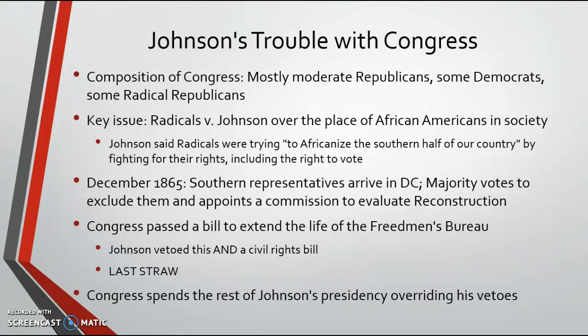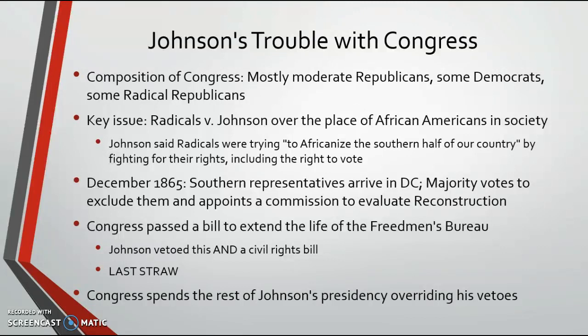So even though there were not a ton of radical Republicans, they were the most outspoken here. And they really needed the help of moderate Republicans, which were the biggest bloc in Congress. Moderates did not really desire a social revolution or to see racial equality in the South. That wasn't really a priority for them. But they did want to keep Confederate leaders from regaining their power and thought that formerly enslaved people did need federal protection.